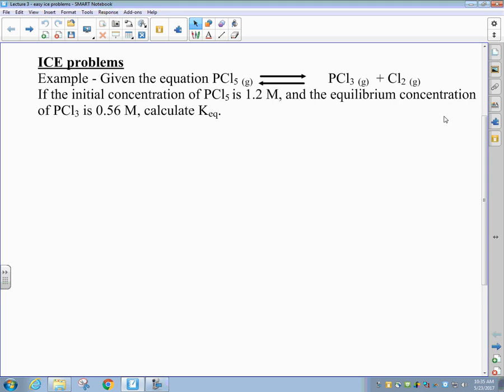We have shorter ice problems and longer ice problems. This is an example of a shorter ice problem. We've got an equation listed up on the board where all three species are in the gas state. You're given an initial concentration of PCl5 and an equilibrium concentration of PCl3, and you'd like to calculate KEQ. Because we are calculating KEQ, we know this to be what we call a shorter ice problem.